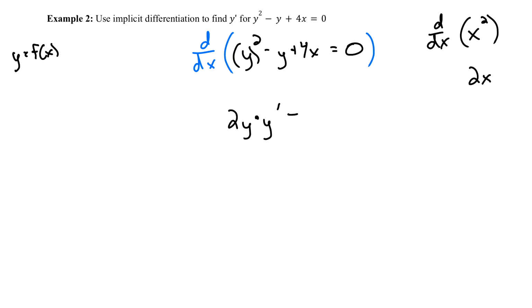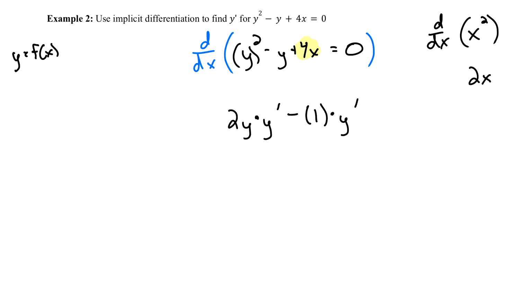Minus, let's move on to our next term, I want the derivative of y. The derivative of x is 1, and the derivative of y similarly is also 1. But again, here I have a chain rule, so I need to multiply by the derivative of the inside part, which is y. I need to multiply by y prime here. So now I've got 2y times y prime minus 1 times y prime.